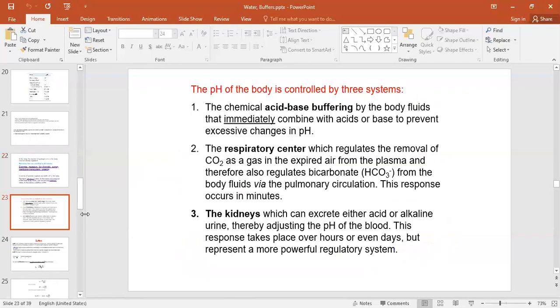Now, there are three major systems regulating our body pH. First, that is chemical acid-base buffering. This buffering system acts immediately, but it's not a powerful system. Second, that is the respiratory center, which regulates the removal of carbon dioxide as a gas in the expired air from the plasma, and therefore regulates bicarbonate ion concentration.